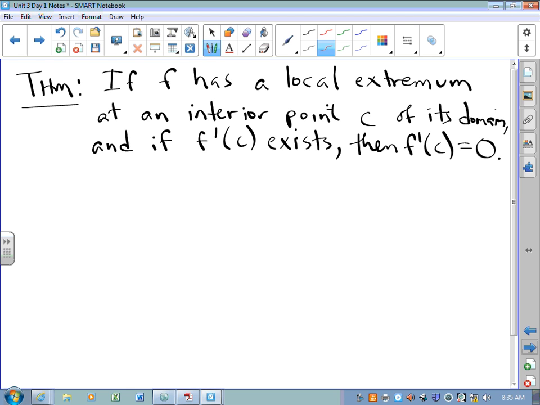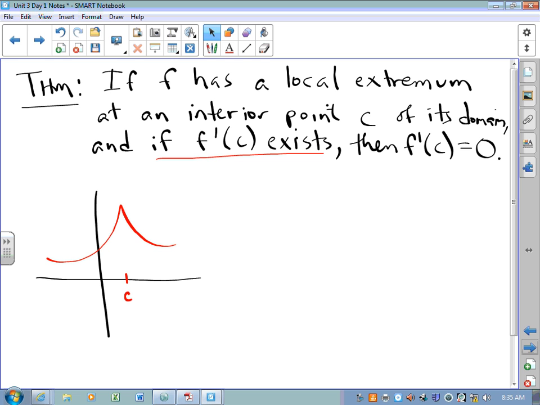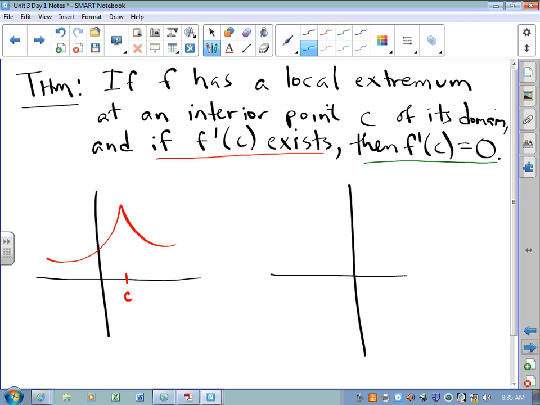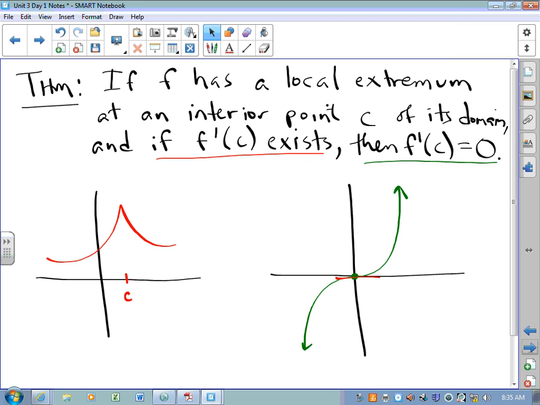Two things this does not say. Warning, warning. One, it does not say that f prime of C has to exist. You could very easily have a situation where f of C is the absolute max on a domain, but f prime of C does not exist. Similarly, this does not say that if f prime of C is 0, then you have a local extremum. That logic does not work. Consider x cubed. At x equals 0, we have a flat tangent line. But we clearly do not have a min or a max.